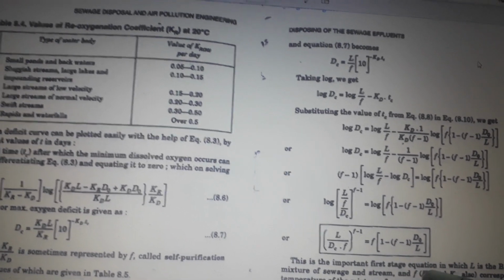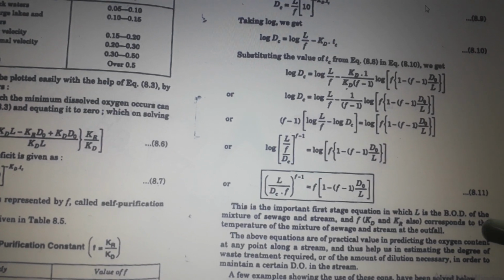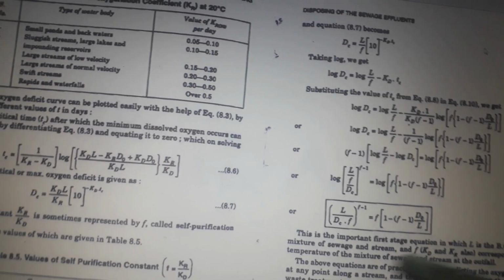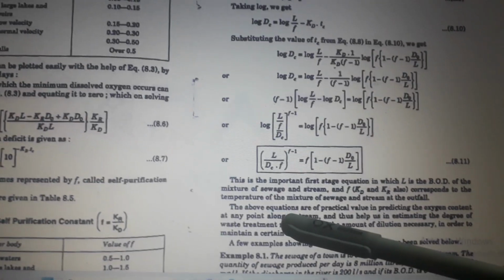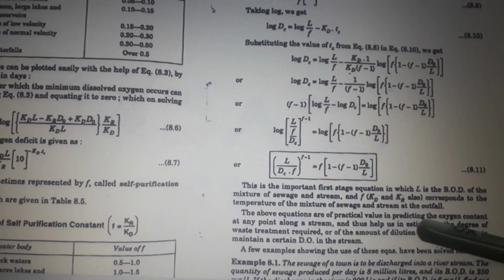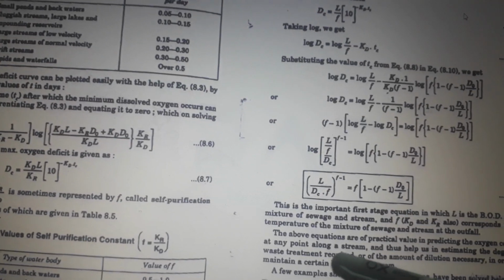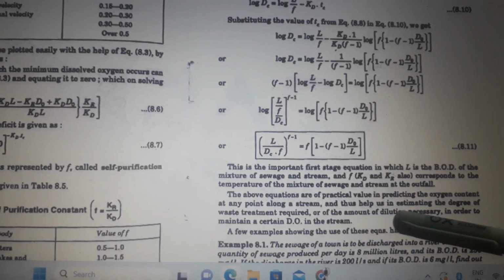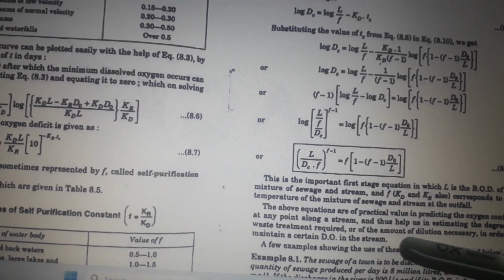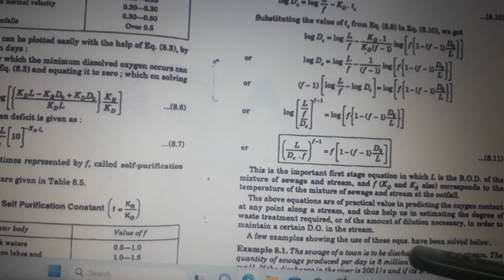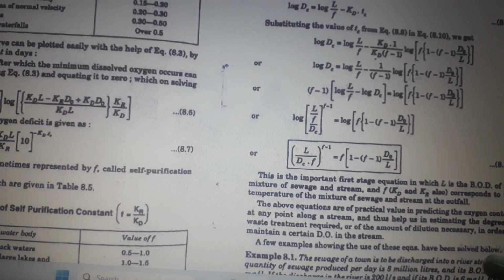This is the important first stage equation in which L is the BOD of the mixture of sewage and stream, and F, Kd and Kr also correspond to the temperature of the mixture of sewage and stream at outfall. The above equations are of practical value, help in predicting the oxygen content at any point along a stream, and thus help in estimating the degree of waste treatment required, or the amount of dilution necessary in order to maintain a certain dissolved oxygen in the stream. A few examples showing the use of this equation have been solved below.